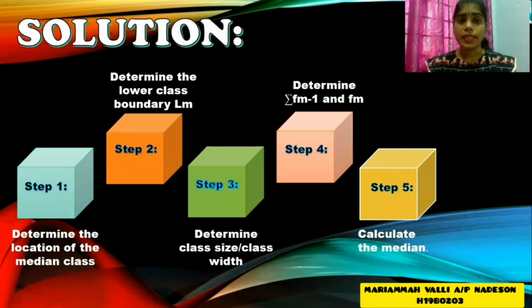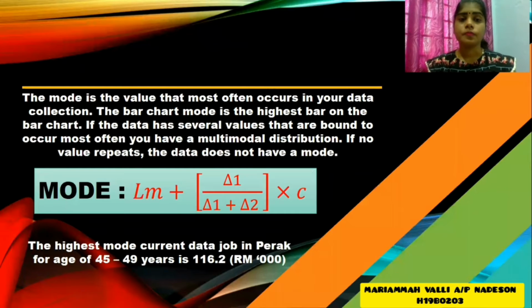Solution for the median. There are 5 steps. First is determine the location of the median class. Second step is determine the lower class boundary, LM. Third is determine the class size, class width. Fourth is determine FM-1 and FM. Last step is calculate the median.